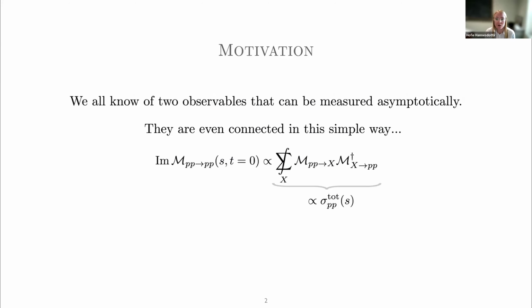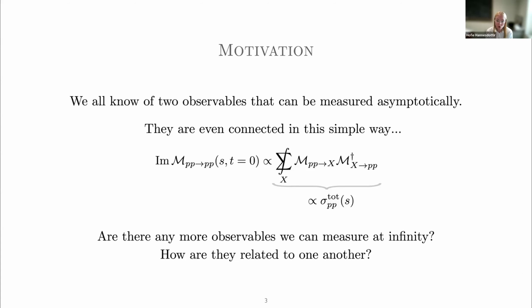So let me start with the motivation. We all know of two observables that can be measured asymptotically, namely the amplitude and the cross-section. And they are even connected, as we know, by unitarity in this simple way. The imaginary part of the forward amplitude, let's say for PP to PP, is proportional to the total cross-section. So what we want to ask in this talk is, first of all, are there more observables we can measure at infinity? And if so, how are they related to one another?